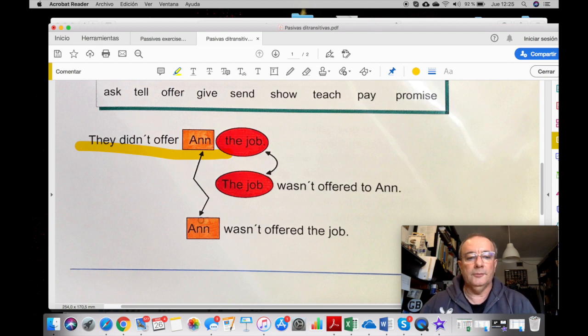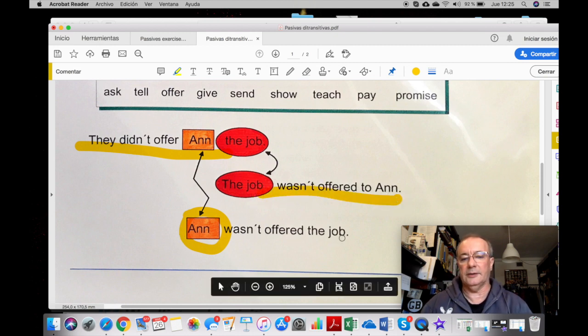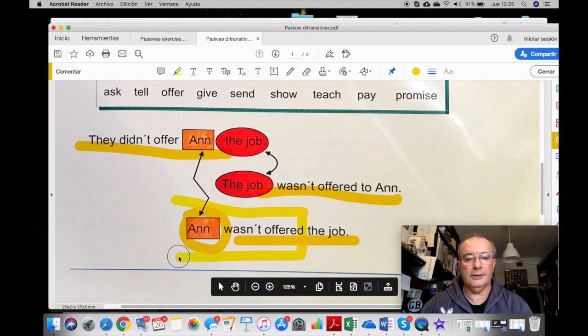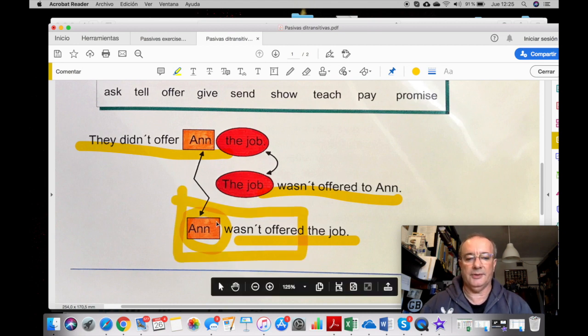So the most common would be the one including the person as the subject. So this one could be the most common in English. Anne wasn't offered the job, which is the strangest in the Spanish language, because we would normally say el trabajo no le fue ofrecido a Ana rather than Ana no fue ofrecida al trabajo, which sounds a bit worse in Spanish, right? But this one is the best option in English, okay? The second one has the thing as the subject, okay?